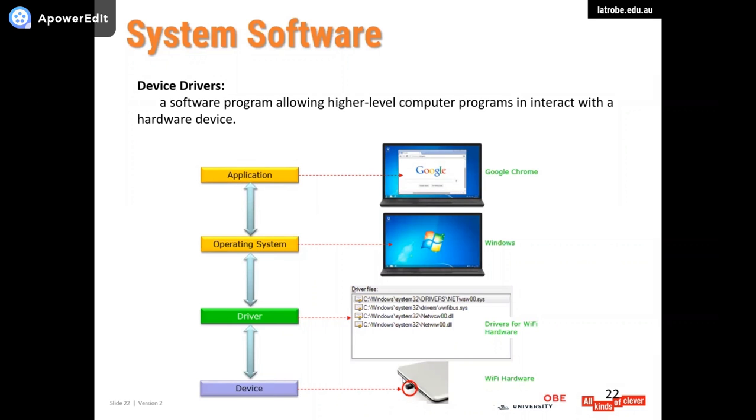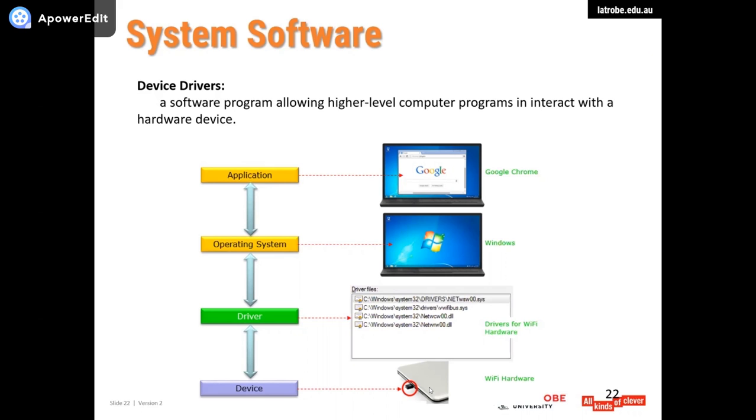We have our browser, like Google Chrome, installed in the Windows system, and then we have our Wi-Fi dongle. Between the operating system and the device, which is the Wi-Fi dongle, we have the hardware driver in the middle. The hardware driver gets data from the hardware device and transfers the information to our Windows system. That is the usage of the device driver.